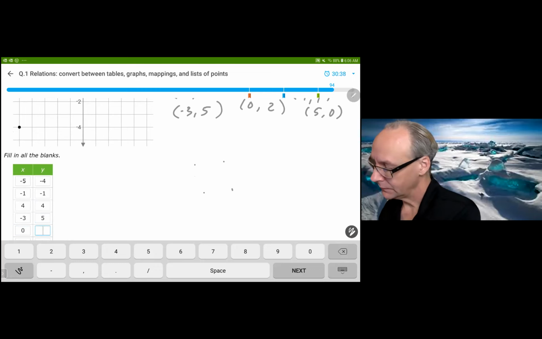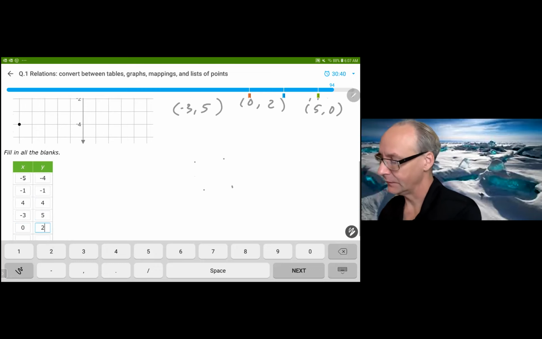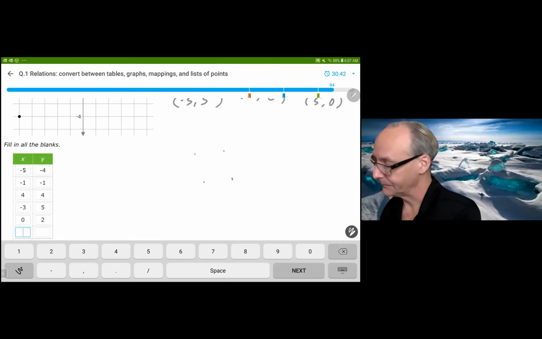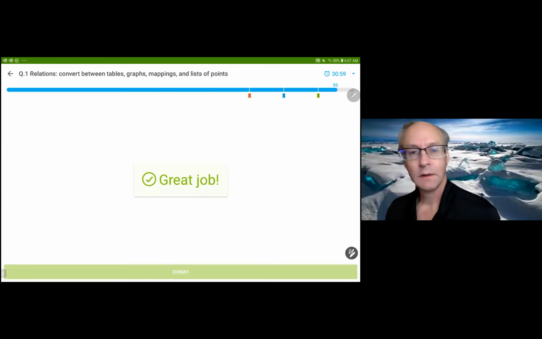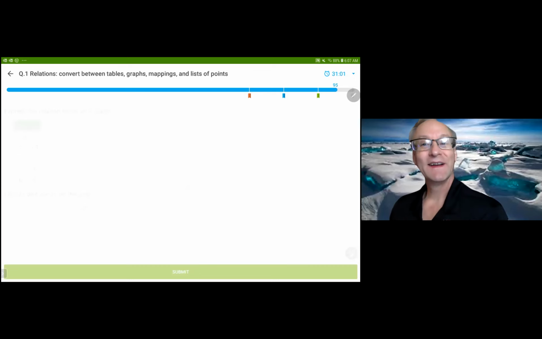0, 2, and 5, 0. And this is a function. As a matter of fact, it is a one-to-one function because it works both ways. Any point in the y's predicts a single x value. That makes it what we call a one-to-one function. There we go. And we're getting there.